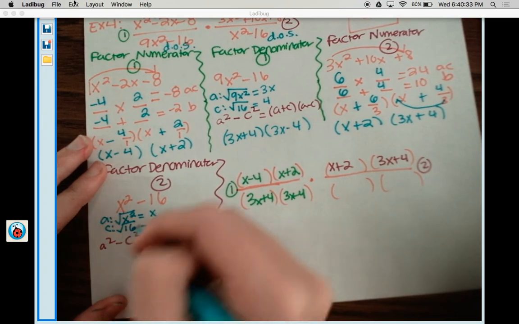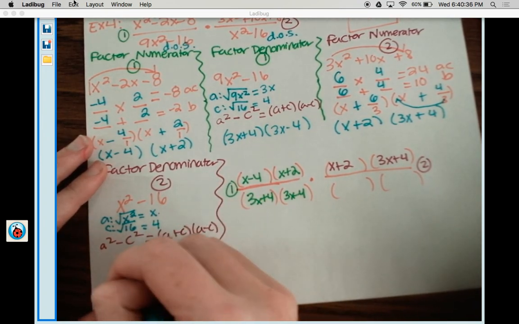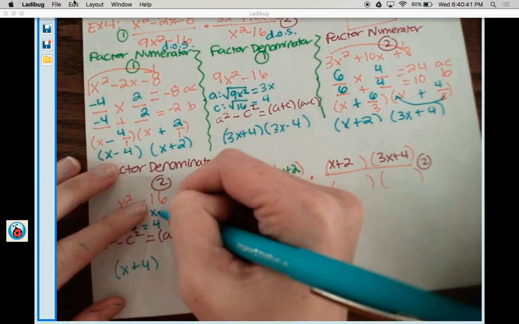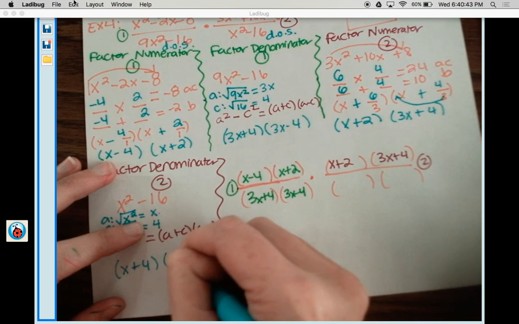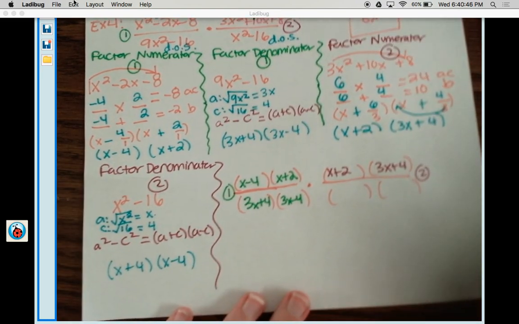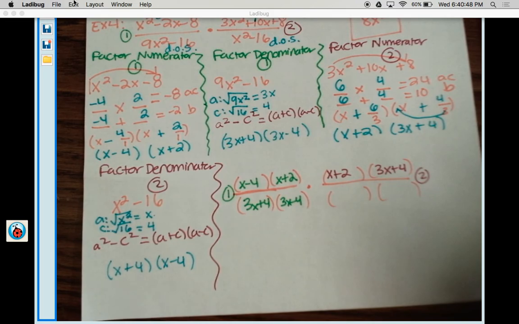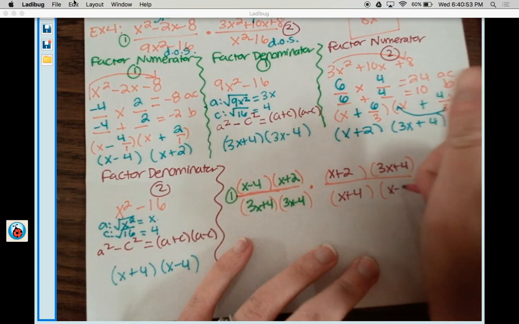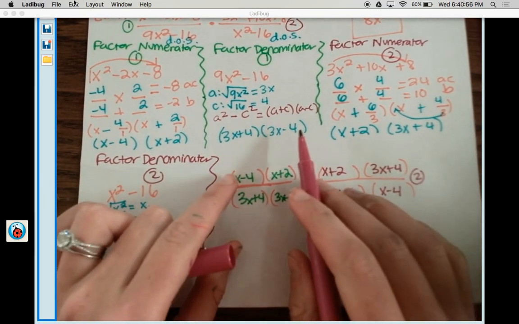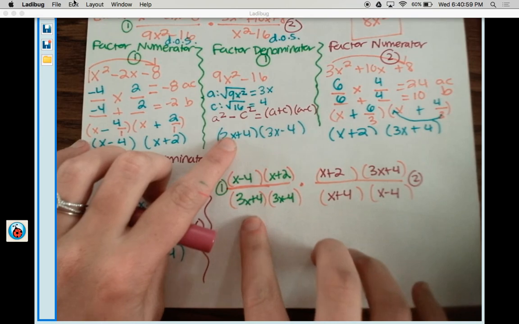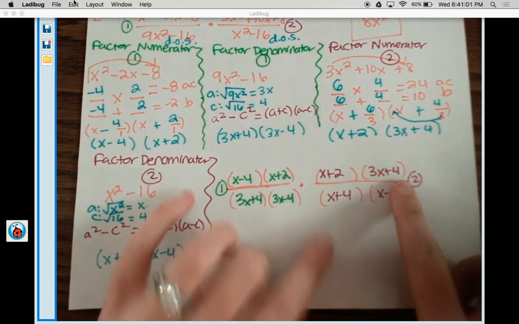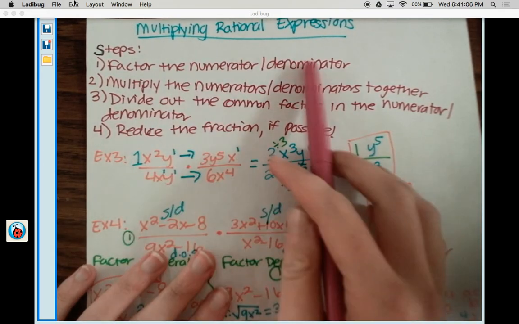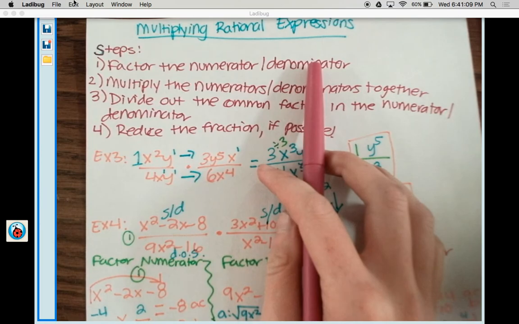So all I have to do is add my a term and my c term, which would be x plus 4. And then I do a term minus c term, so I take my a and subtract the c. So x minus 4. Bam, that one's factored. I'm going to write that in the denominator of fraction 2: x plus 4 and x minus 4. Let me double check to make sure all my factors are written correctly. Good, good, and good. Yay. We have conquered the first step, which is factoring the numerator and denominator. The rest of the steps don't take very long.